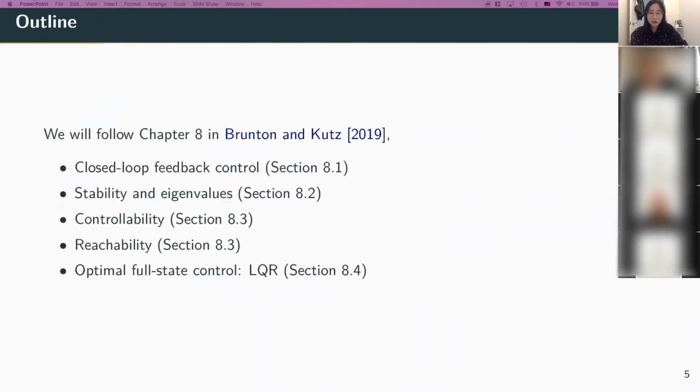So here's an outline for what we'll be covering today. We will follow closely to chapter 8 of the Brunton and Kutz book. I'll first give the big picture of what closed loop feedback control looks like, followed by a discussion of stability and eigenvalues of a linear dynamical system. We'll also talk about controllability and reachability. And then finally, we'll touch upon the optimal linear quadratic regulator for optimal full state control. You can refer to the section pointers to see which part of the book I'm referring to.